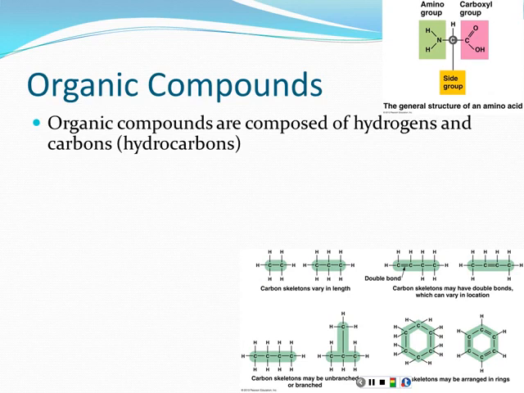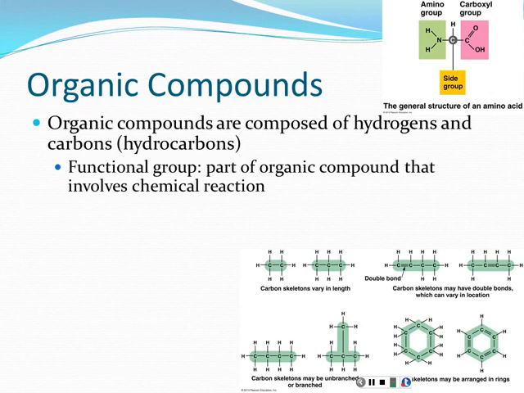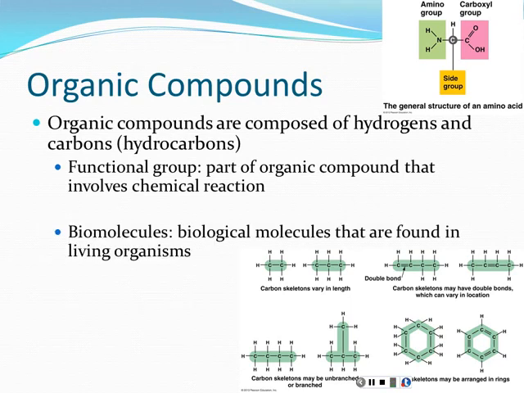They're also called hydrocarbons when we're talking about hydrogen and carbons. The thing about organic compounds is that they have a functional group. In this particular case, this diagram here just shows it as a side group, but a functional group usually has some kind of chemical reaction that gets involved with a chemical reaction, so that's why it's called a functional group.